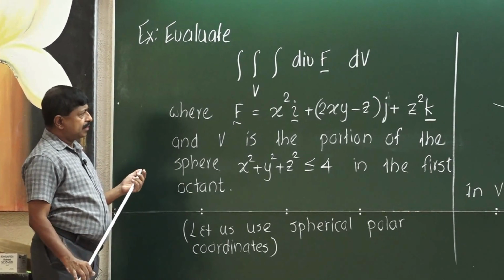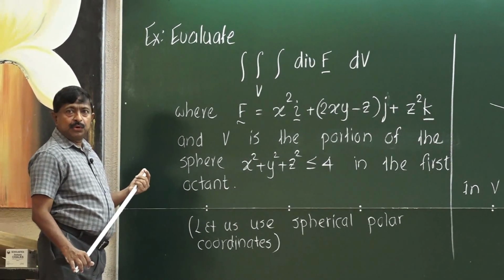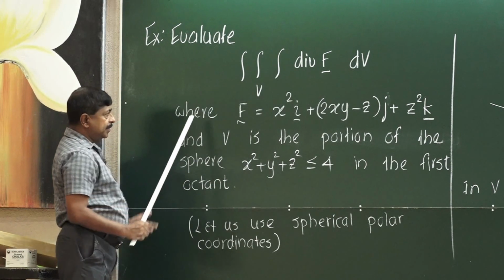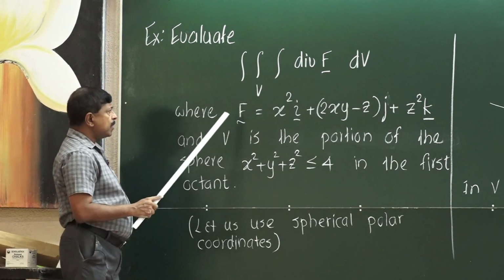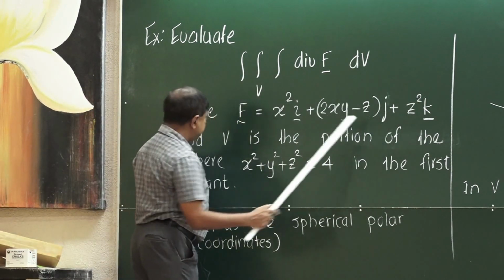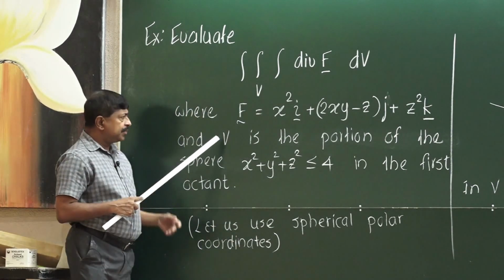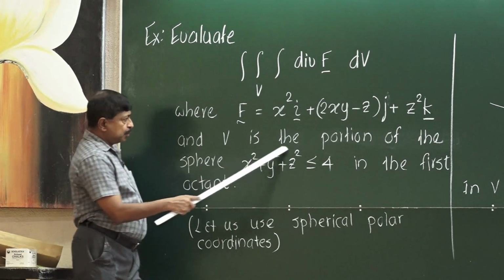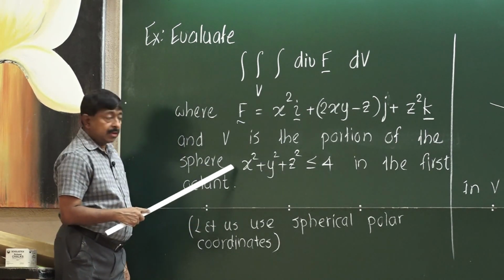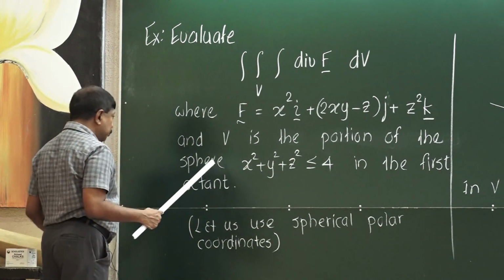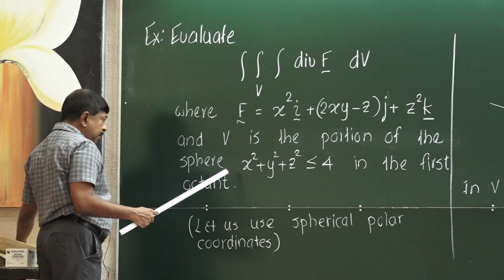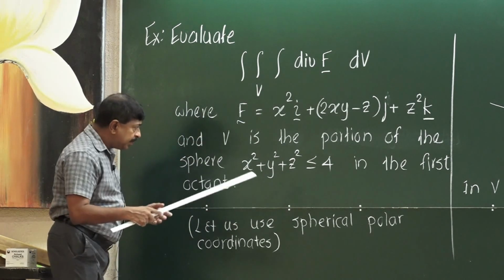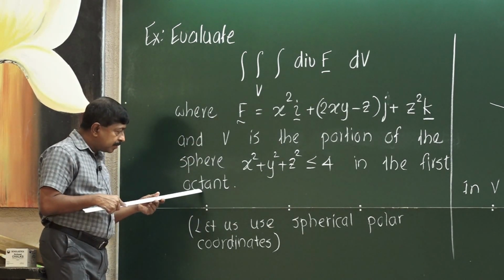Now let us consider one more example from volume integrals. This is the integral to be considered, where f is this vector field, V is the portion of the volume given by this. That means a portion of this sphere, a sphere of radius 2 centered at the origin, and also the portion of it in the first octant.